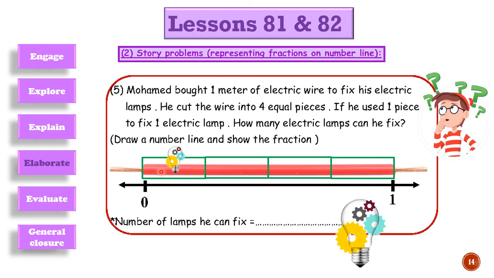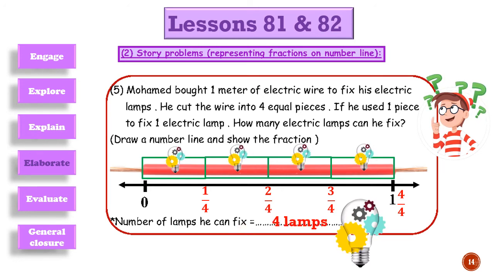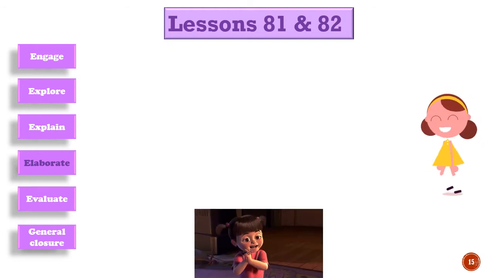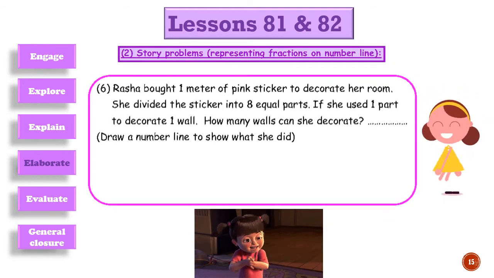If 1 piece will fix 1 electric lamp, then these pieces will fix how many lamps? If we put it on our fraction number line, 1 fourth, 2 fourths, 3 fourths, and the whole wire will be 4 fourths. We have here 1, 2, 3, 4 lamps. Then the number of lamps he can fix using this wire is 4 lamps. Let's go to the next one, number 6.